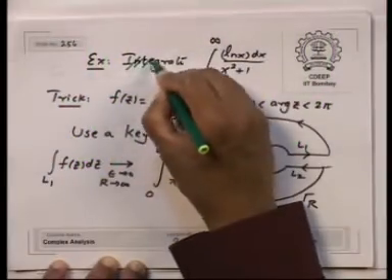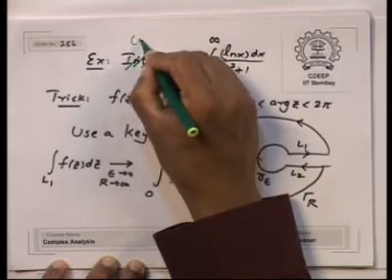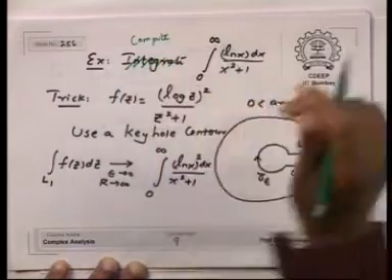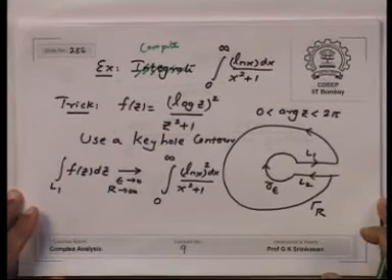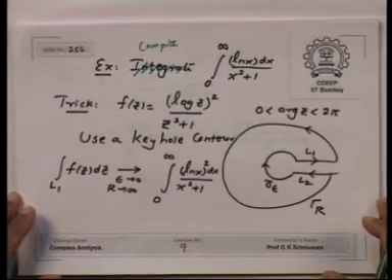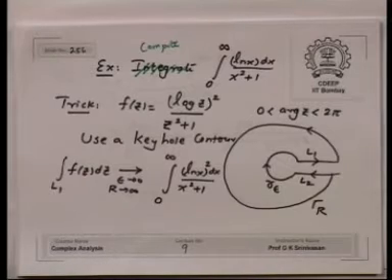Compute the integral from 0 to infinity of log x dx upon x squared plus 1. There is one trick and only one trick that you should understand. Do not take f of z to be log z upon z squared plus 1. You should do that first, and see what happens.